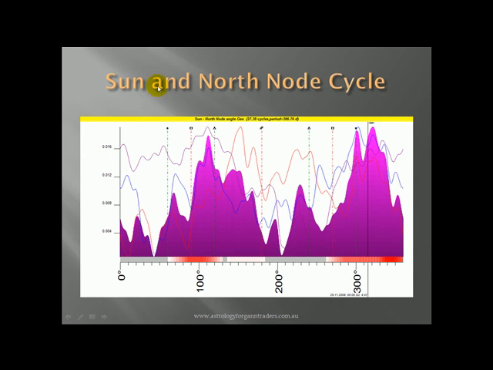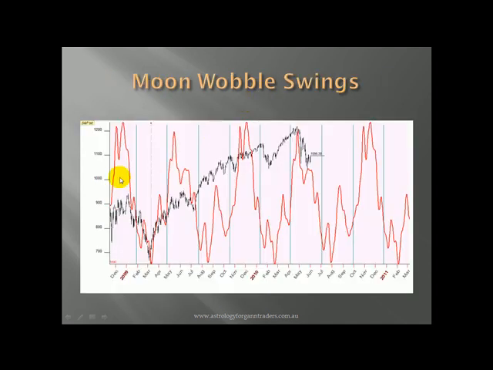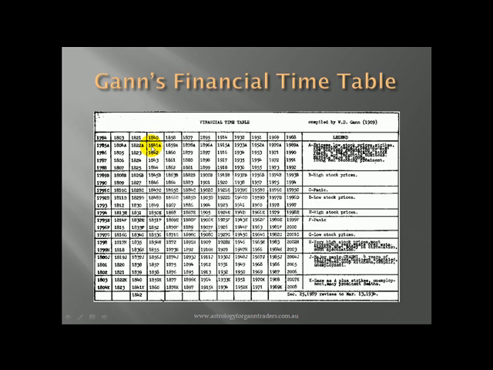Now what I've done, I'm using this cycle, I've actually plotted that on the S&P again, so you can see the highs and lows of this sun node cycle, and basically it's like I'm plotting that high and low of the moon, but depending on what phase we're in at the moment. Basically it's amazing, these moon wobbles.